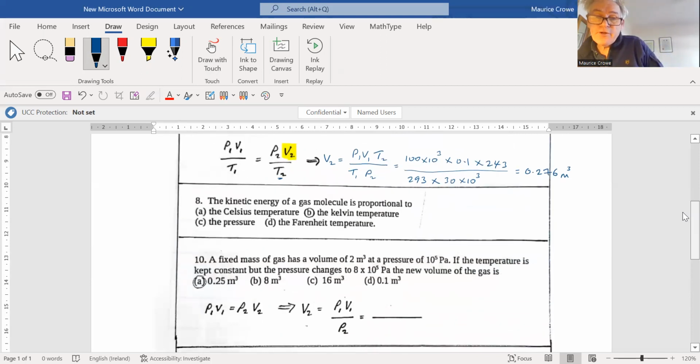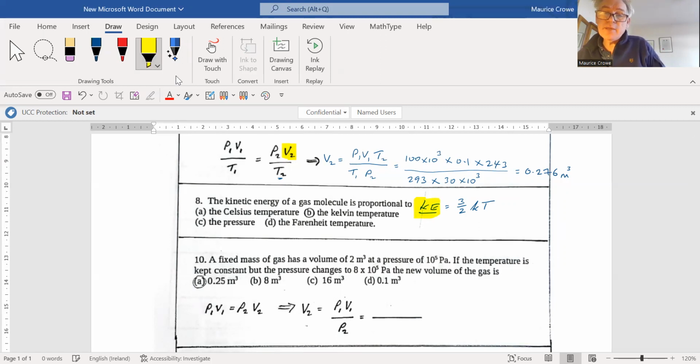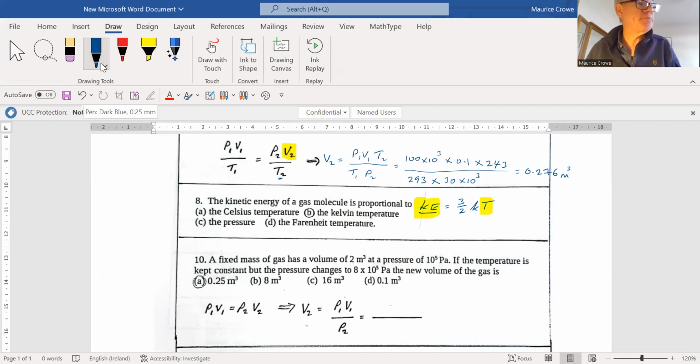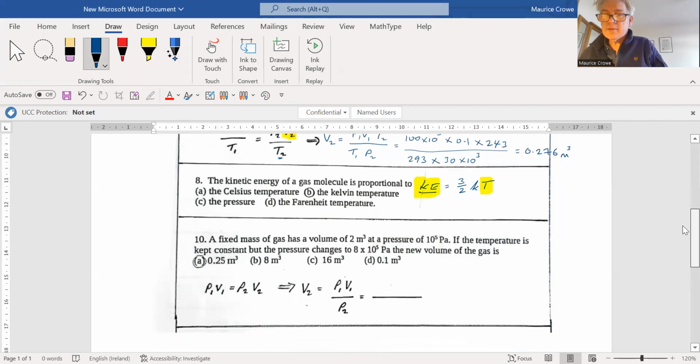Okay, very good. And then on to the next one, the kinetic energy of a gas. Well, there's a formula for that, and it's KE is equal to 3 over 2 kT. KE is kinetic energy, this k over here is Boltzmann's constant, and the T here is temperature in Kelvin. So there you go. The energy is directly proportional to temperature on the Kelvin scale. So that's the answer there. And the next one then is, where are we? Down here.